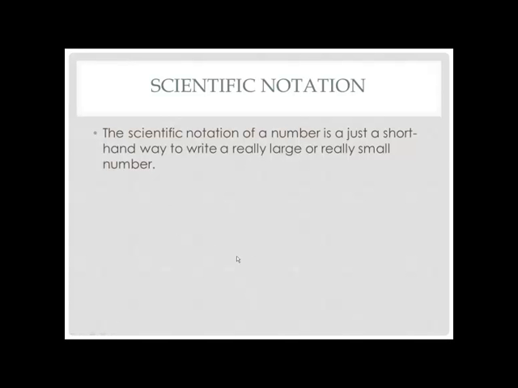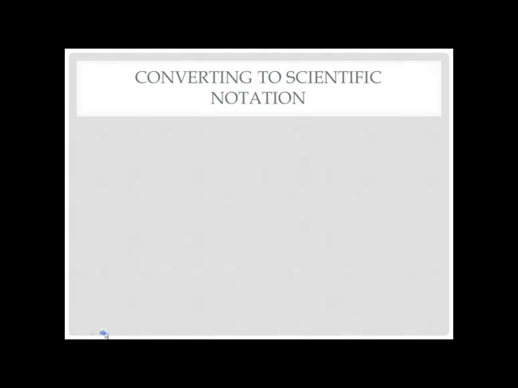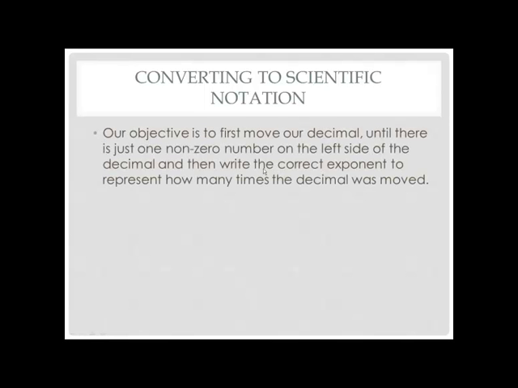Okay, let's shift gears a little bit and look at scientific notation. The scientific notation of a number is just a shorthand way to write a really large or really small number. Okay, so we want to convert a regular number into scientific notation. Our objective is to first move our decimal until there's just one non-zero number, and that number should be ranging from 1 to 9 on the left side of the decimal, and then write the correct exponent to represent how many times we move the decimal.